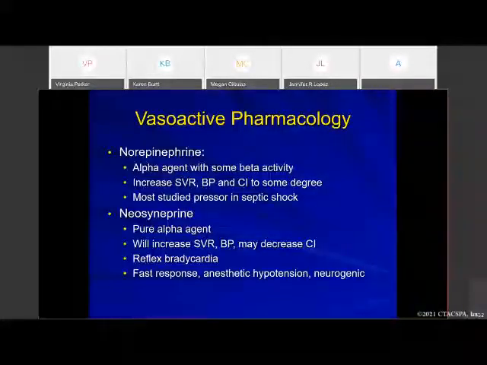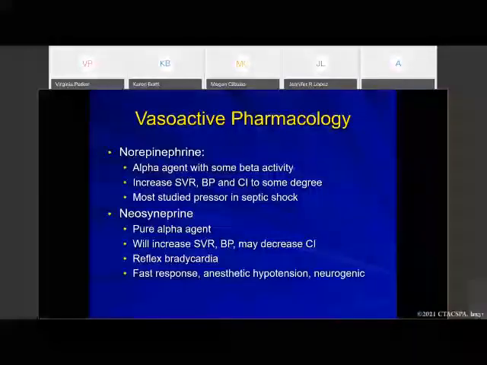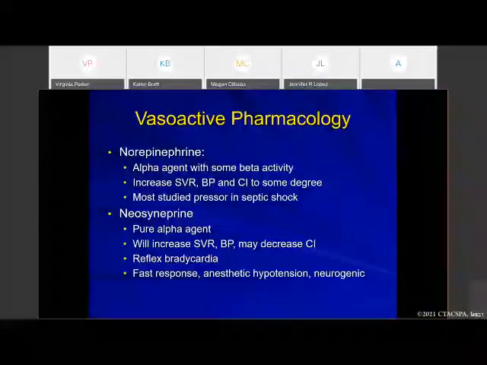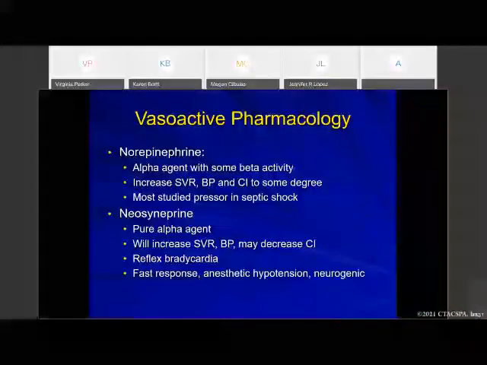We do use neosynephrine. It's a great drug for patients with head trauma, trying to increase their cerebral perfusion pressure, because it doesn't cross the blood-brain barrier. So you can say that 3 times fast. That is probably the only instance where I make it the drug of choice.